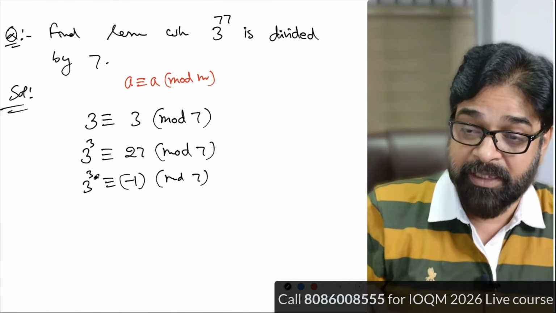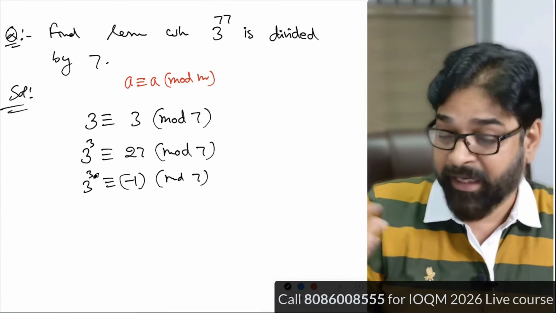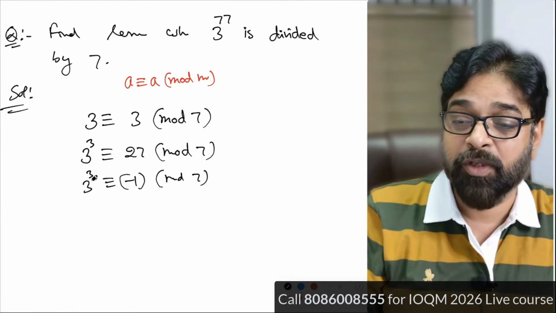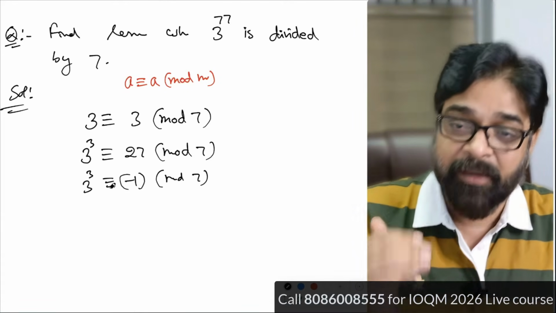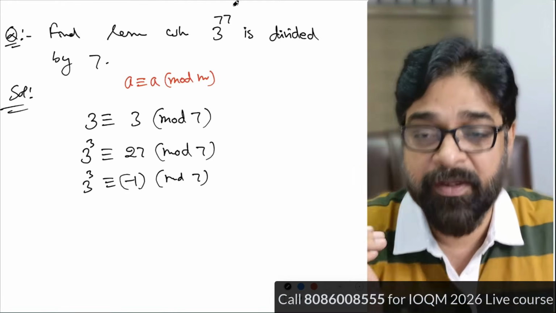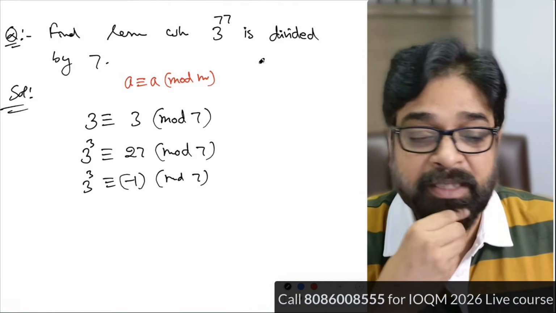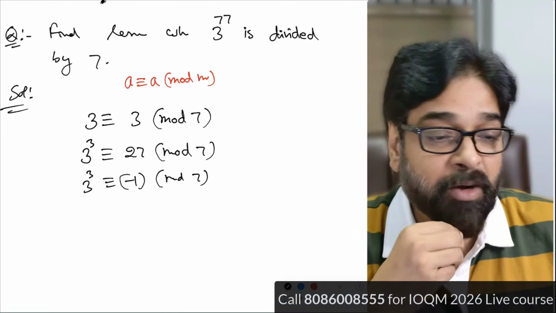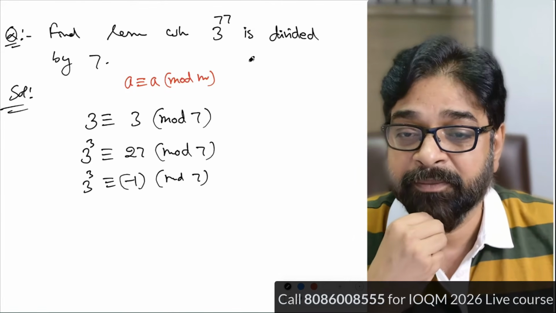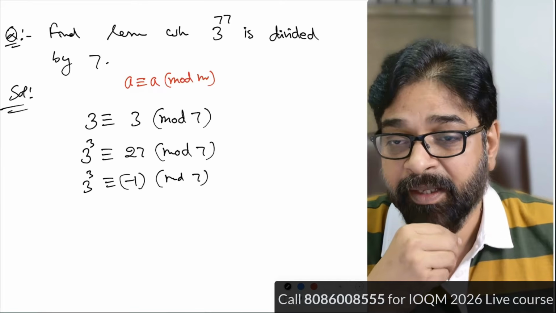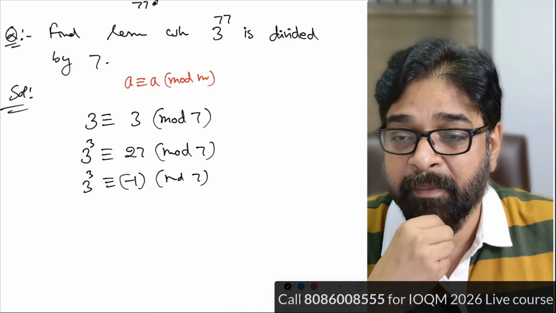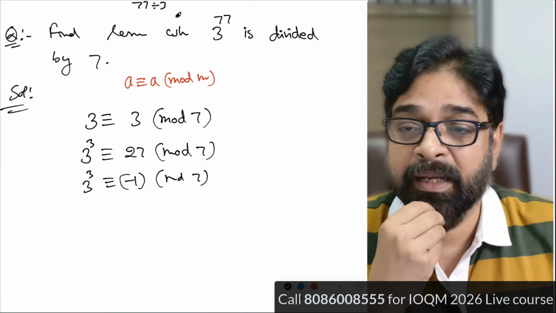Power 77, how to write it? I cannot put anything as the power on both sides so that this will become 77. But we can go closer to this. If we divide 77 by 3, what will come? 77 by 3. Speak out. Remainder will be what? If you divide 77 by 3.